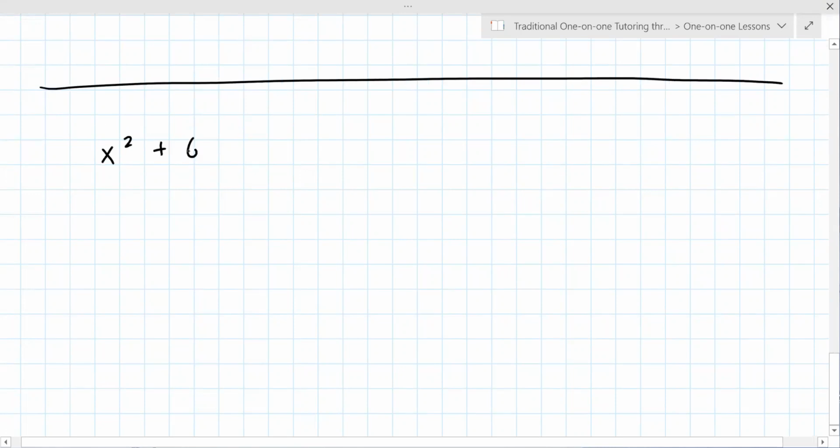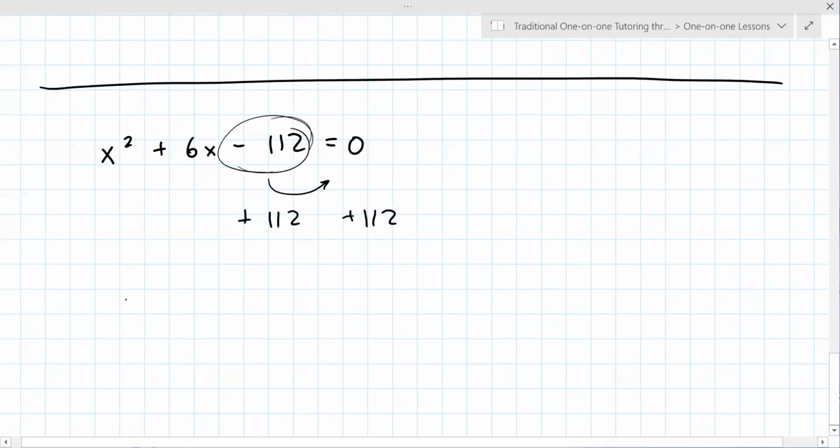What I was trying to indicate earlier is that most of the problems start out in this form, where you actually have to move this number to the other side. You actually have to add 112 to both sides. You could also solve that with, what's it called, the quadratic formula, something like that.